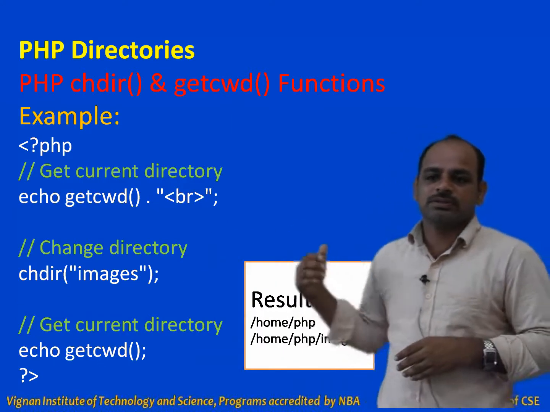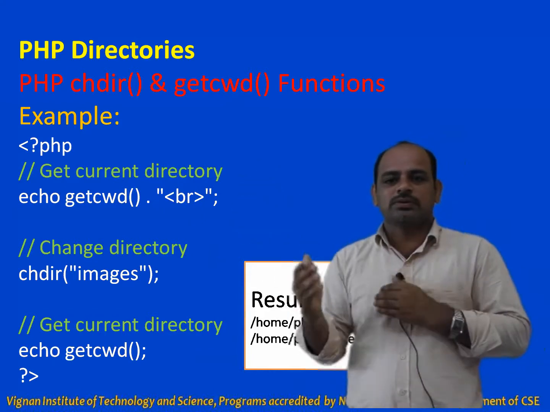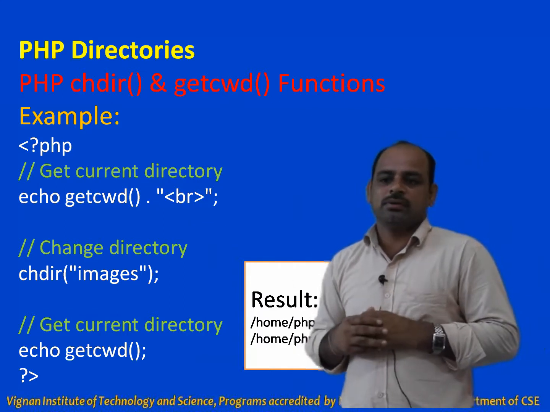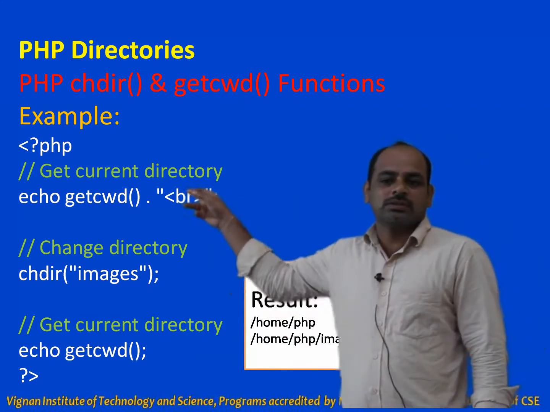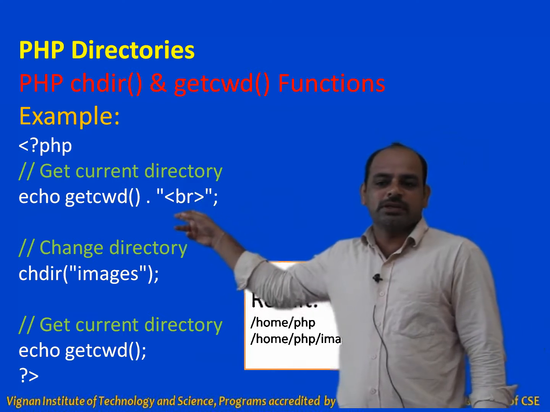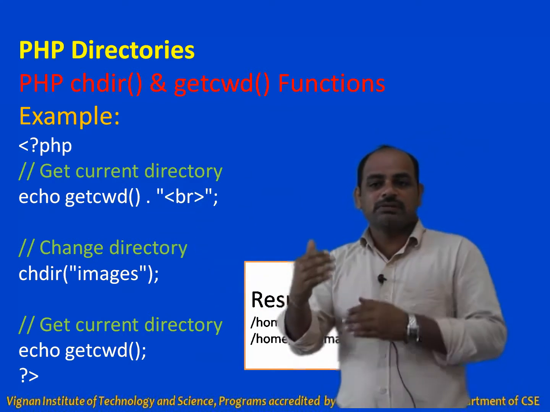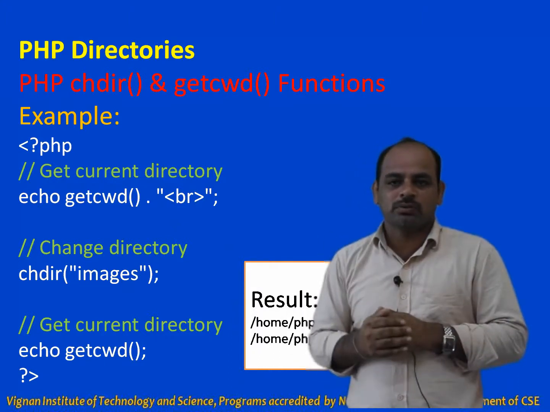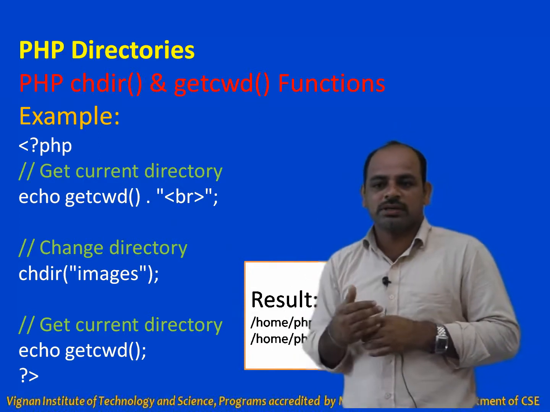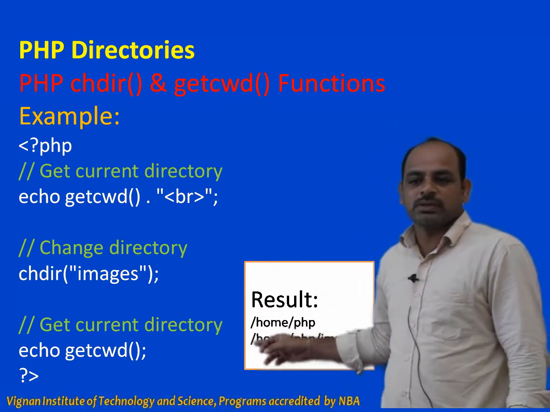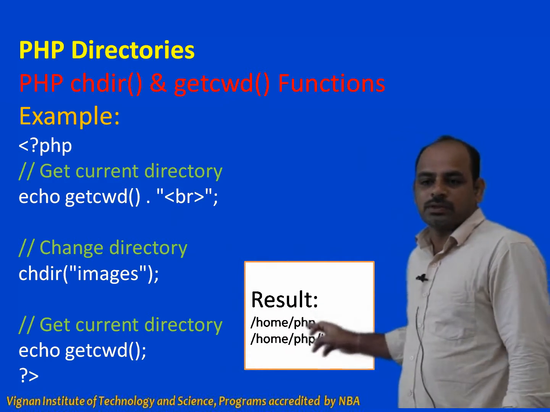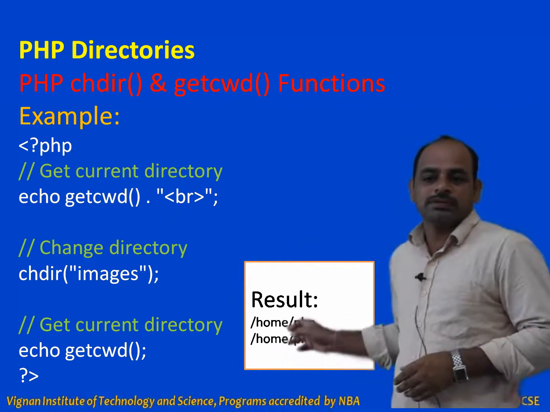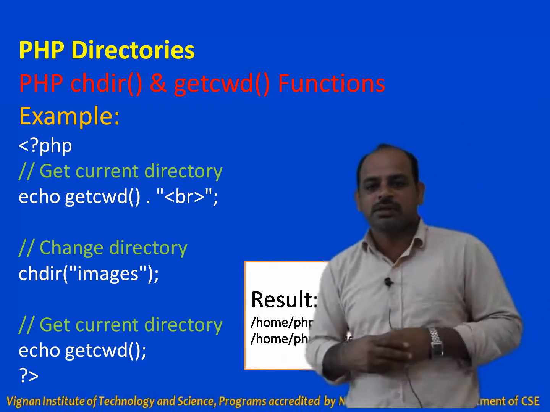This is one example program in which I used the chdir function and the getcwd function. The first one is echo getcwd, which retrieves the current working directory. That means the directory in which you placed your PHP code becomes the current working directory. In this example, it returns /home/PHP. So it is a PHP folder. That means your program is placed in the home/PHP folder, and PHP becomes the current working directory.